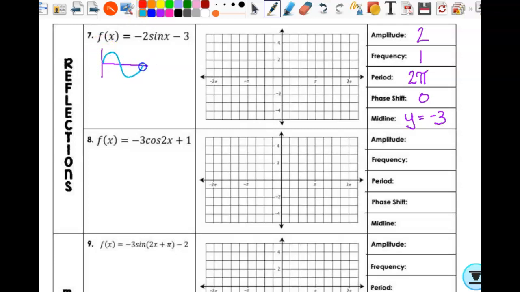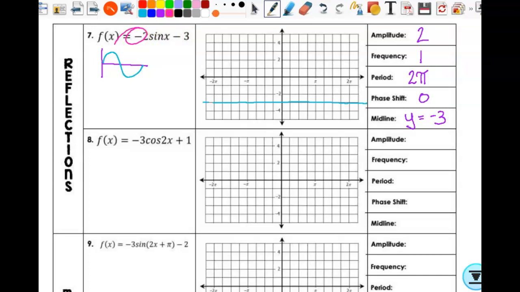So here's my parent function, and here is my midline. And then I have something extra here that I haven't had, which made us want to say negative 2. I have this negative, which means it's a reflection. Is that going to be a reflection in x or y? Does it affect x or y? Do we multiply the negative before we take the sine? No. So it doesn't affect x. It affects y, which means it's a reflection in x.